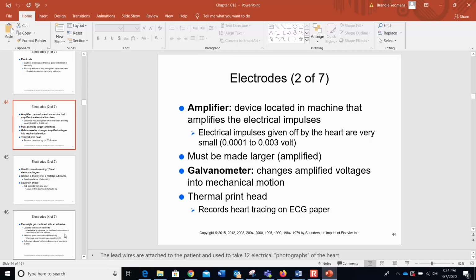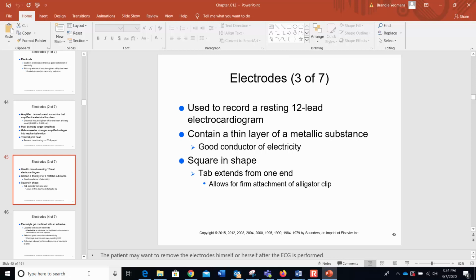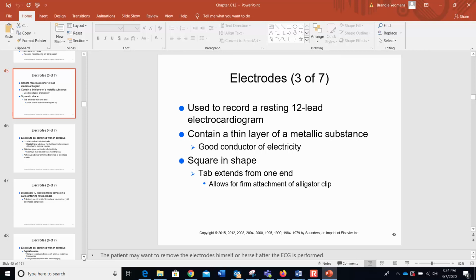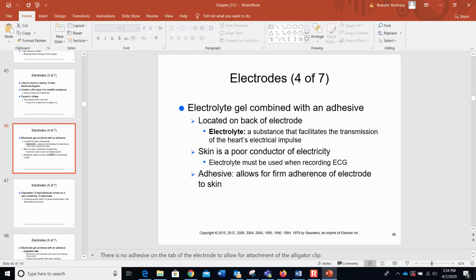Okay? Alright, so let's talk a little bit more about these electrodes. They are used on a resting 12-lead electrocardiogram. So this is one that just sits still, not like a portable one. That's why it says resting. They contain a thin layer of metallic substance, which is a good conductor of electricity. They're square in shape, and the tabs extend from one end, and there's a little flip at the end that you can actually attach the lead to. They typically have an alligator clamp to clamp onto the electrode and the lead.